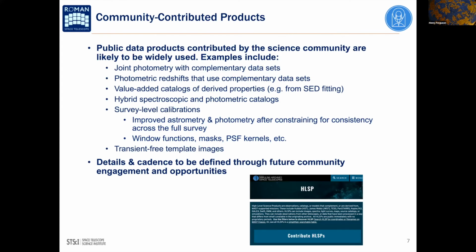I mentioned the public community contributed products. These are going to be quite important for Roman because these large survey teams doing some of the core science will have very valuable data products to contribute back, including things like photometric redshifts or joint photometry with complementary data sets from other facilities, value-added catalogs, and so on and so forth. And the timing and details there have yet to be worked out. The science teams, in some sense, haven't yet been selected, although a lot of people have been thinking about it over the past 5 years or so.